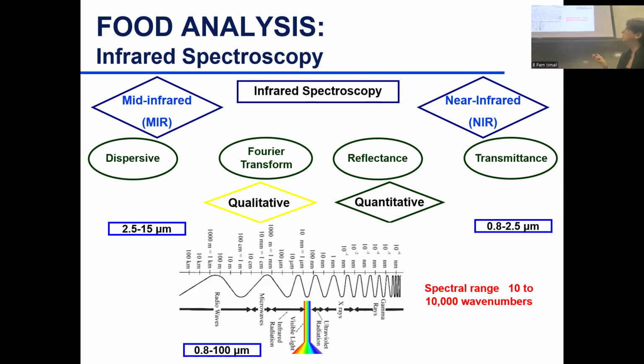And then you can do qualitative analysis for a lot of different purposes, and then quantitative for compositional analysis, for example, as a secondary method of analysis. The interaction of the energy and the matter can be dispersive, reflectance, or transmittance, and some instruments have the capability to do calculations using Fourier transform mathematical calculations for quantification. So these are terms that will come up during the next set of slides.